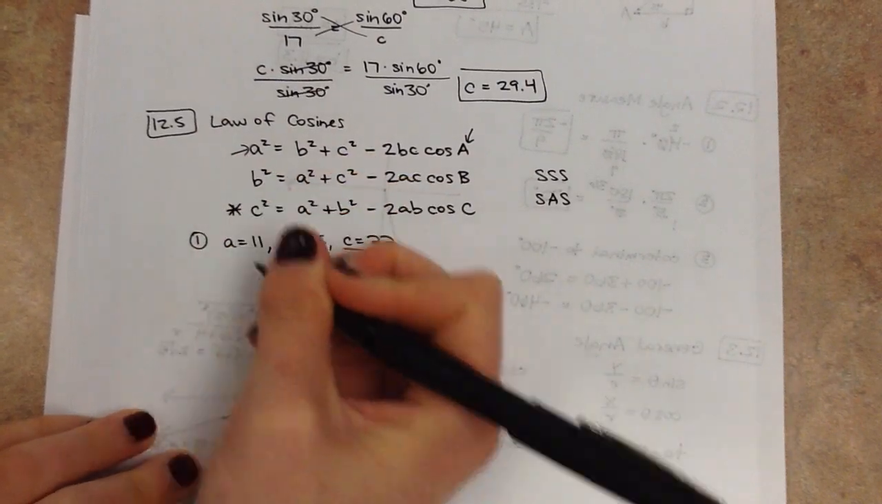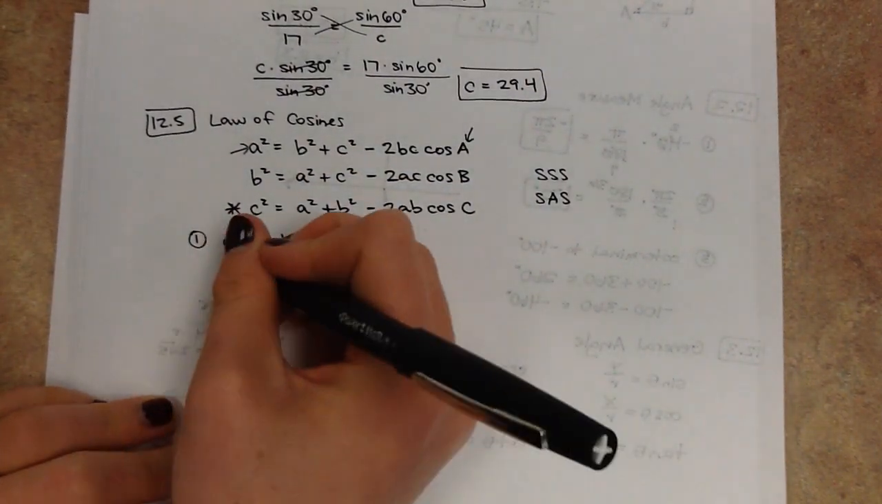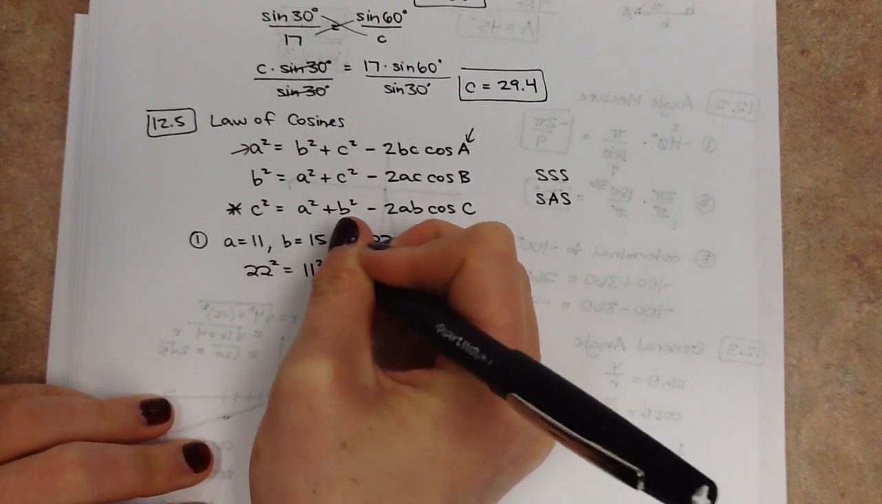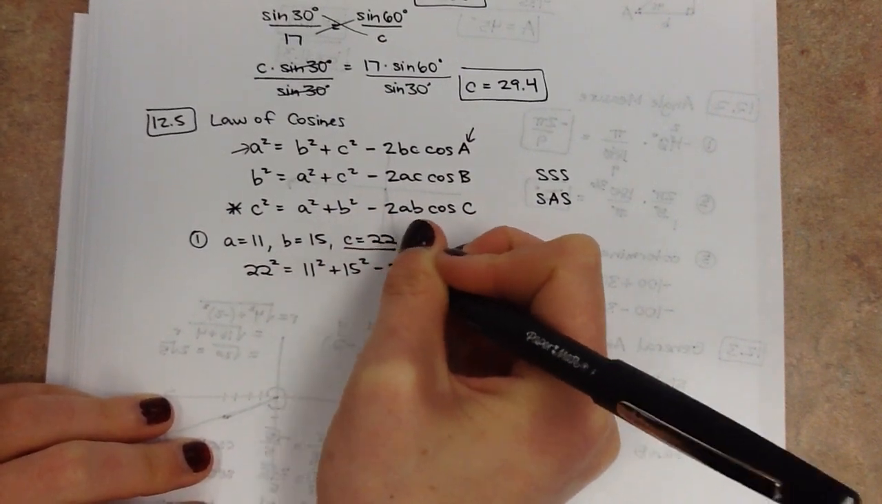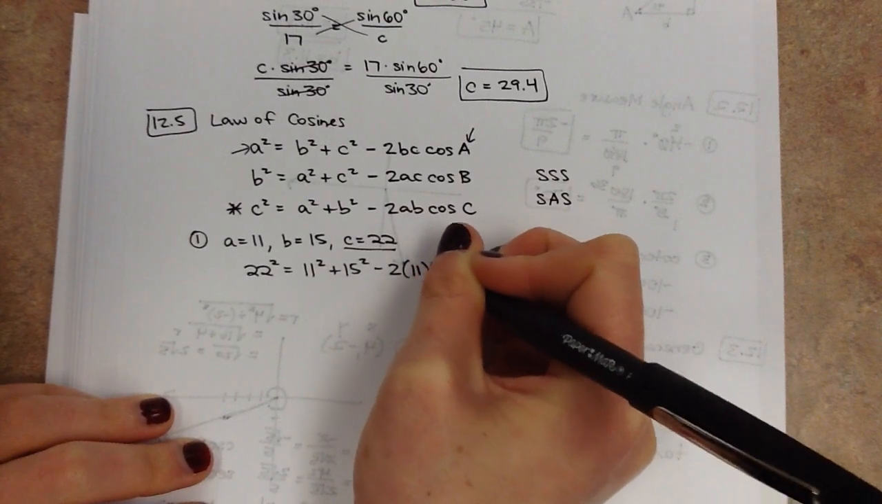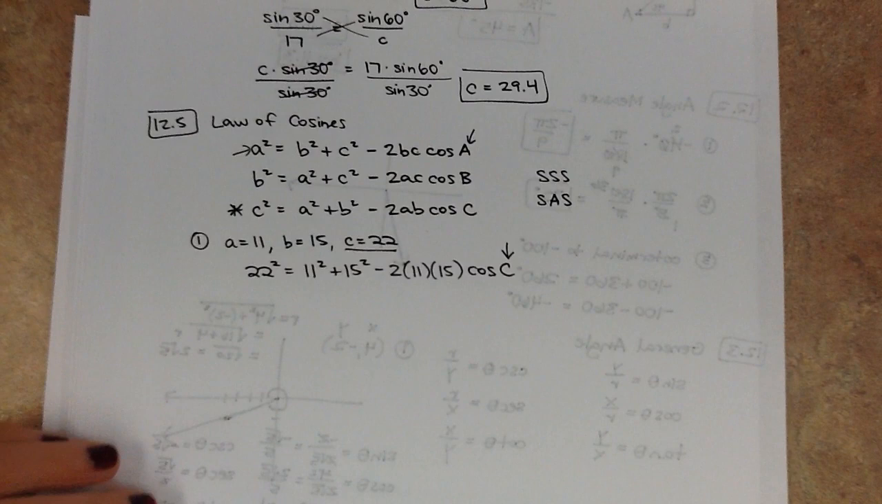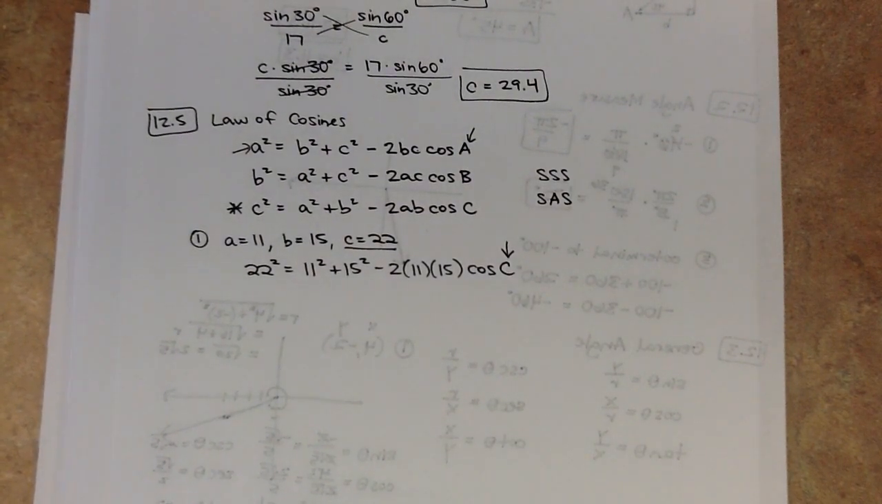So this is the one that we're using for this example. So c squared equals a squared plus b squared minus 2 times a times b times the cosine of c. All right, so this is what we're trying to solve for here, the c. So we're going to simplify up.